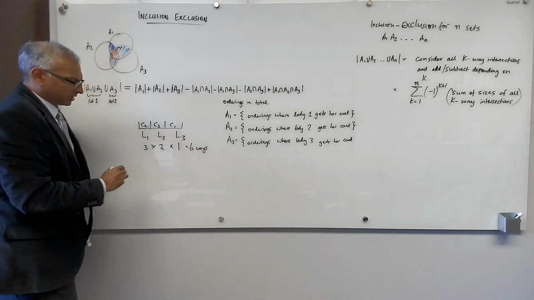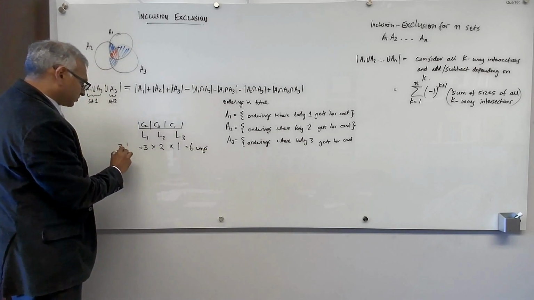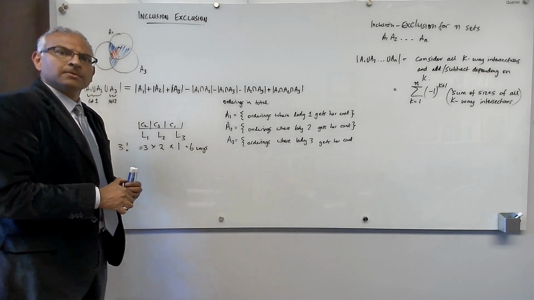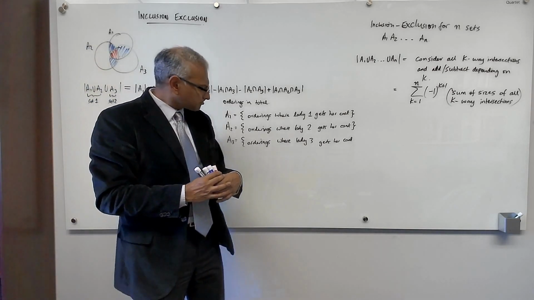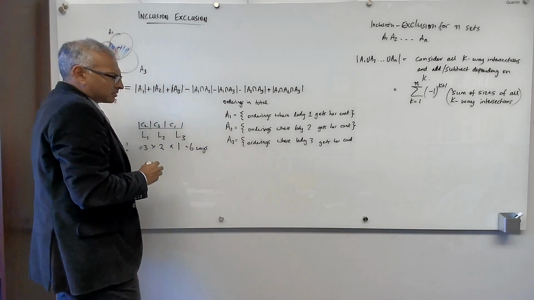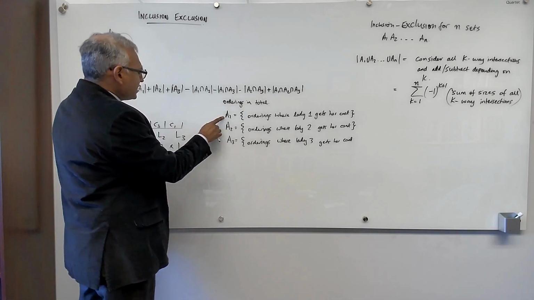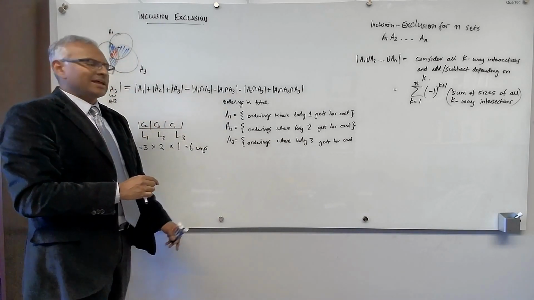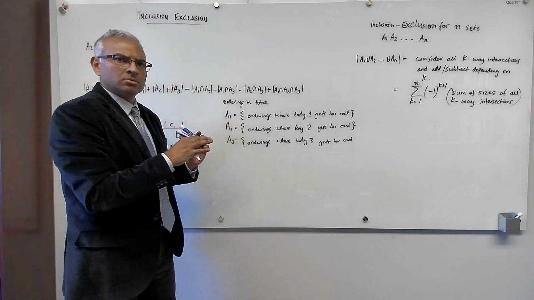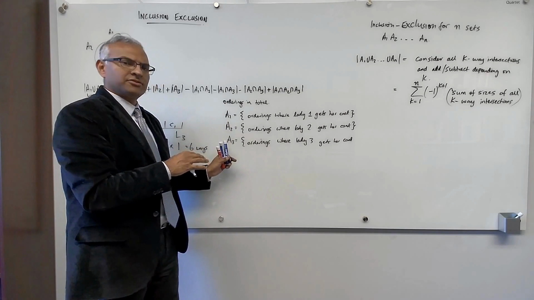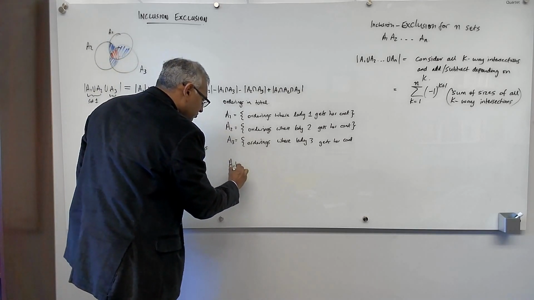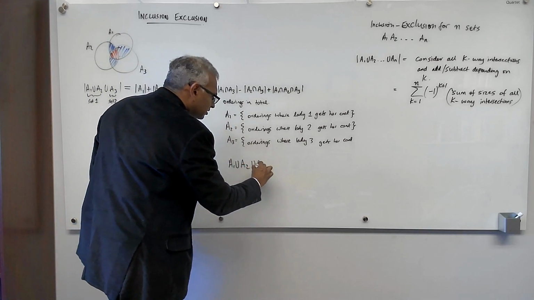Or 3 factorial. 3 factorial. Okay. The orderings in which at least someone gets their coat means that either lady 1 gets her coat, or lady 2, or lady 3. So A1 union A2 union A3.